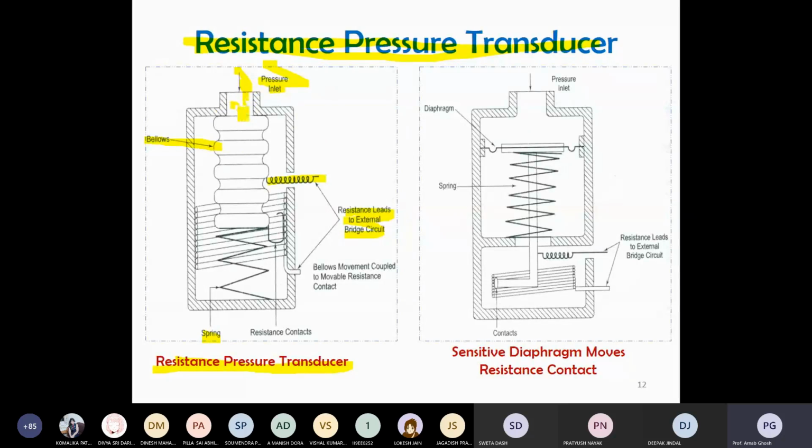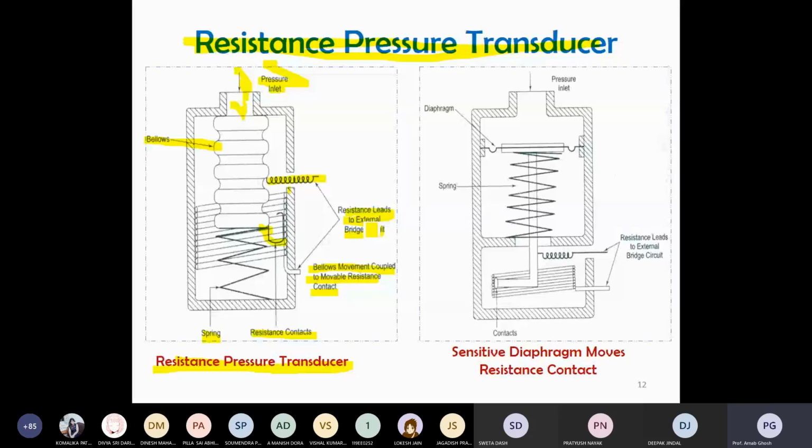That bellow tries to contract, meaning the length of the bellow is varying. If the length of the bellow is varying, then the resistance contact is also changed. The bellow movement is coupled to the movable resistance contact. If the movable resistance contact is changed, the current flowing through it will be different, as per the position change, so that gives different values at your output.